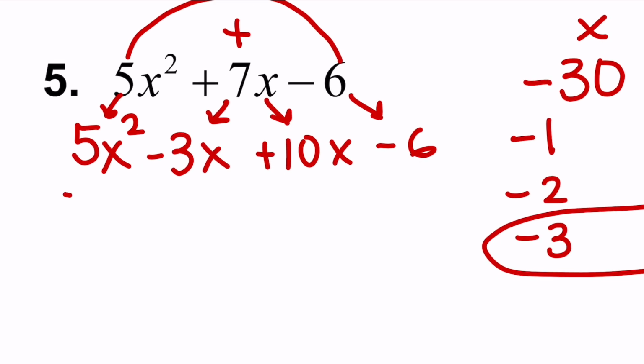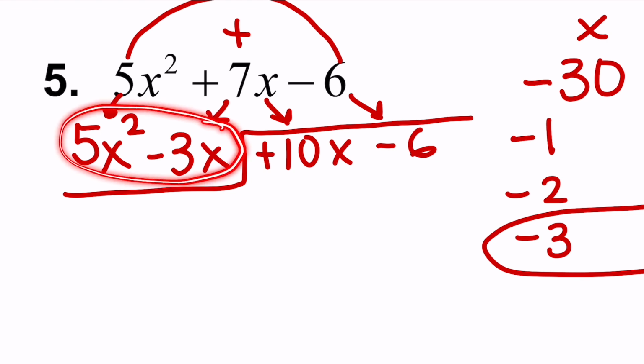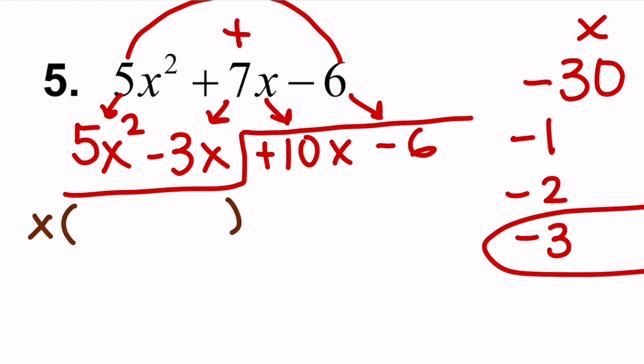We add in our lightning bolt. I'm just looking at the first two. 5 and 3 don't have anything in common except a 1, and 1 we don't really bring out because everything has a 1 in common, but they both have an x. So I'm going to pull that x out. 5x minus 3. Now on the second two, whatever sign you have, you bring that down.